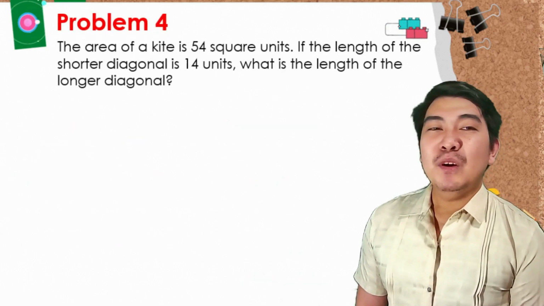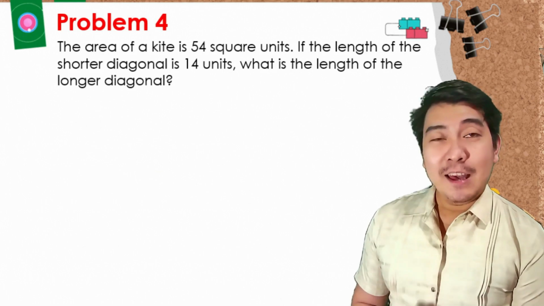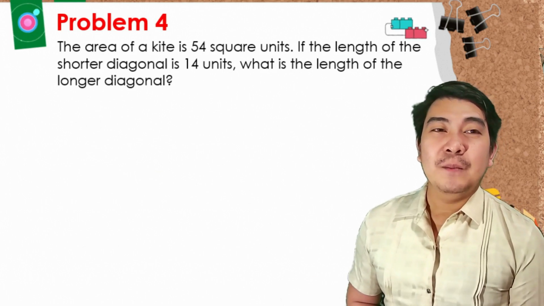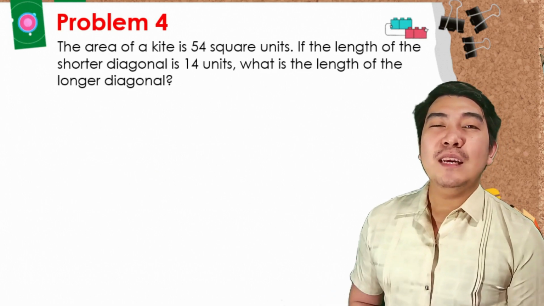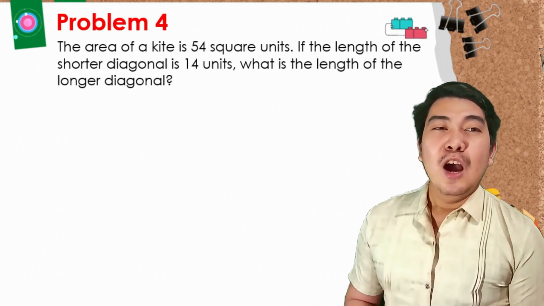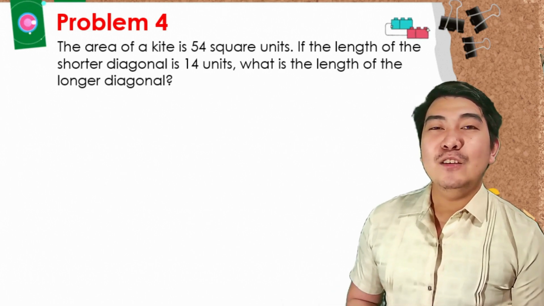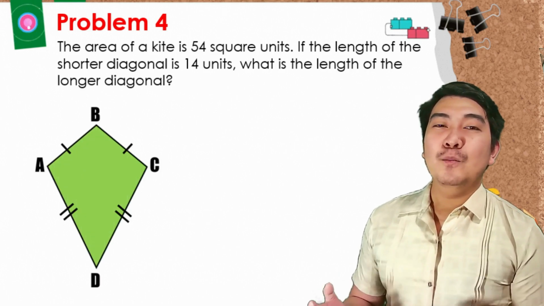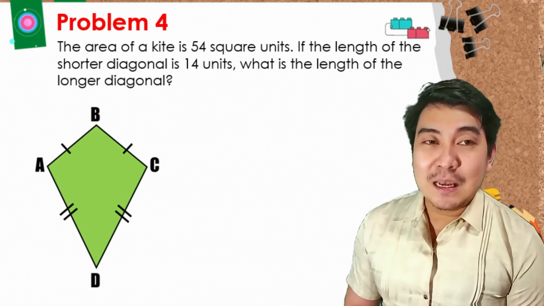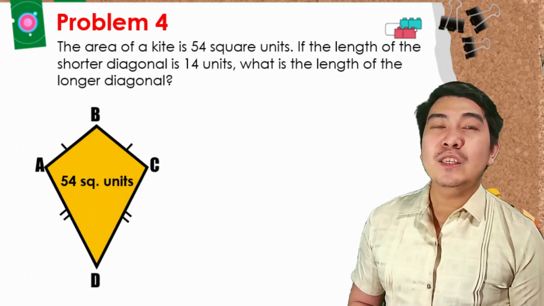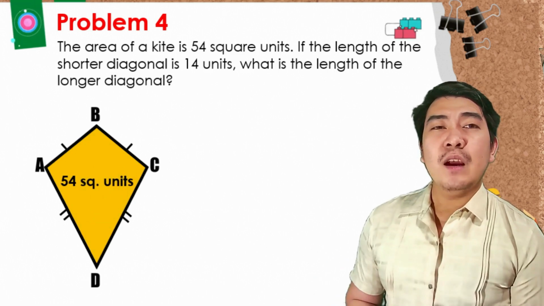So problem number 4 will deal with a kite. The area of a kite is 54 square units. If the length of the shorter diagonal is 14 units, what is the length of the longer diagonal? So let us illustrate our kite. Let us suppose that the kite is ABCD. And take note that we are given the area of the kite, which is 54 square units.